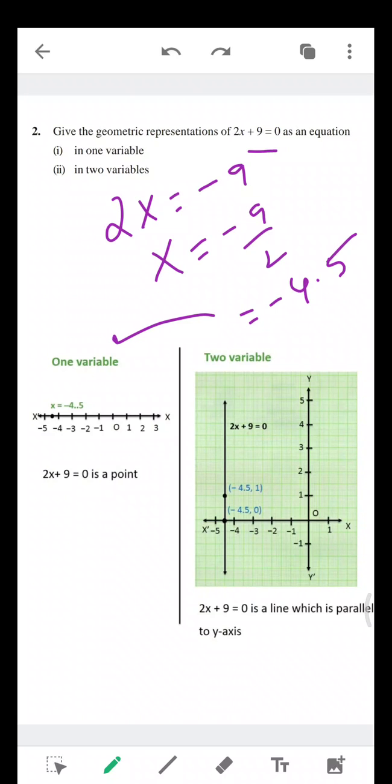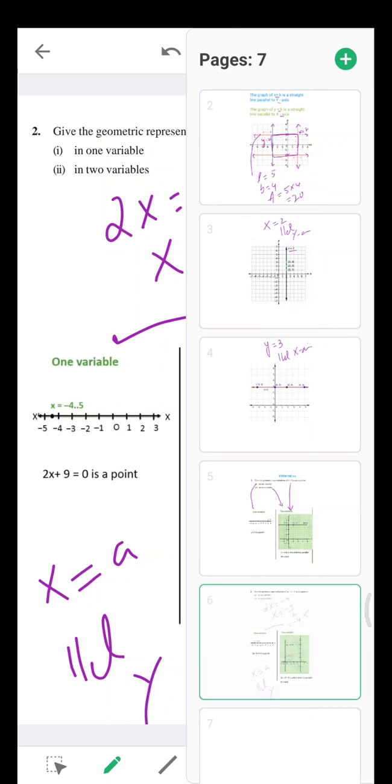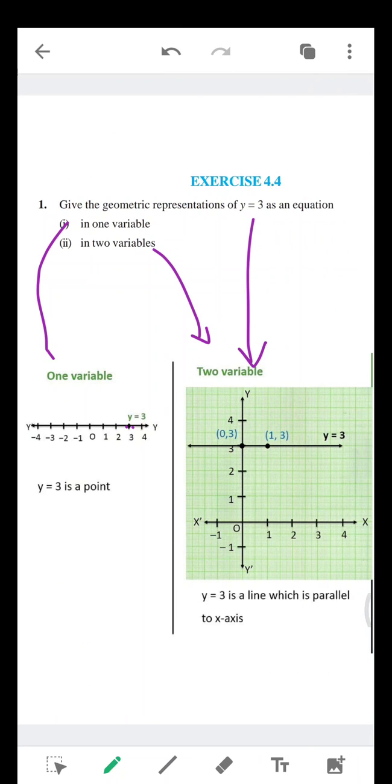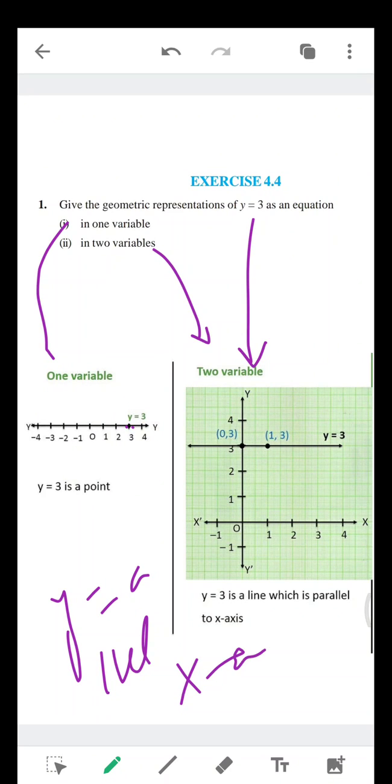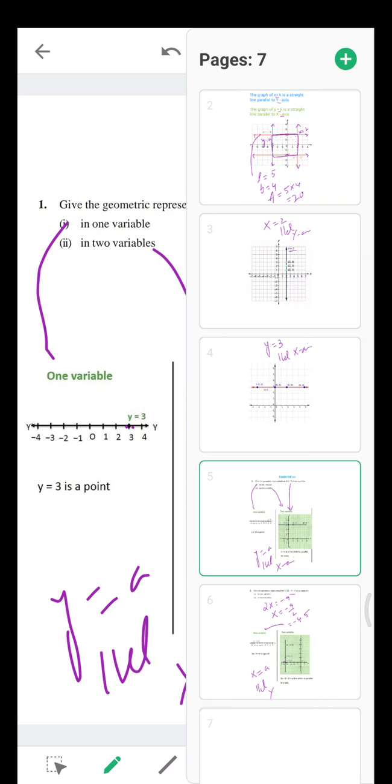Then in two variables, where is minus 4.5? Because it is x is equal to, we'll see on the x axis. So on the x axis minus 4.5 comes here. We'll draw a line parallel to y axis, because the form x is equal to a is parallel to y axis, and the form y is equal to a is parallel to x axis. Very simple concept if you understand it.